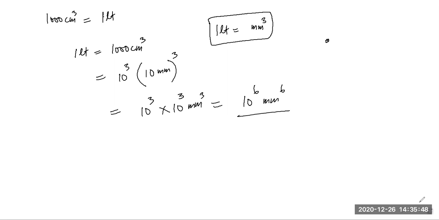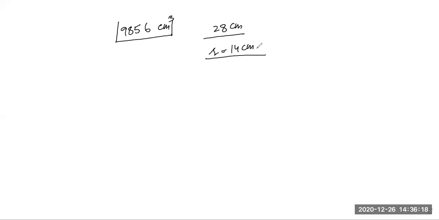Okay, all right. Then he says the volume of right circular cone is 9856 centimeter cube. Volume is given. If diameter of the base is 28 centimeter, so radius will be 14 centimeter, right? Find the height of the cone, slant height of the cone, curved surface area of cone.